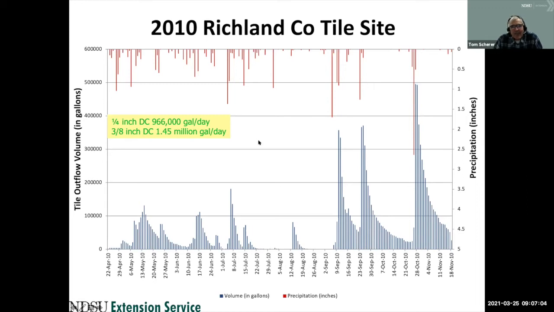But if you looked at it in terms of the drainage coefficient, at a quarter inch drainage coefficient, this 142 acre field should have been draining about 966,000 gallons. So we didn't even get there; we were probably draining at about 1/8 of an inch drainage coefficient. This system was designed for a 3/8 inch drainage coefficient, and 1.5 million gallons a day would come out if it flowed at that. But over 4 years, we never saw this site do that.